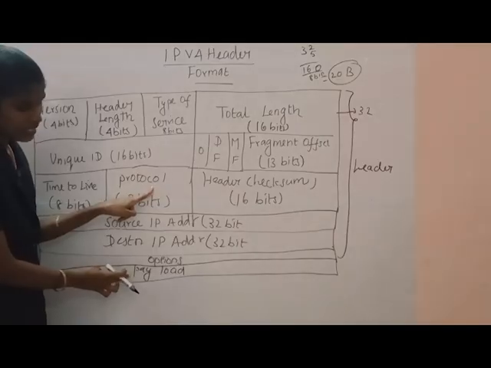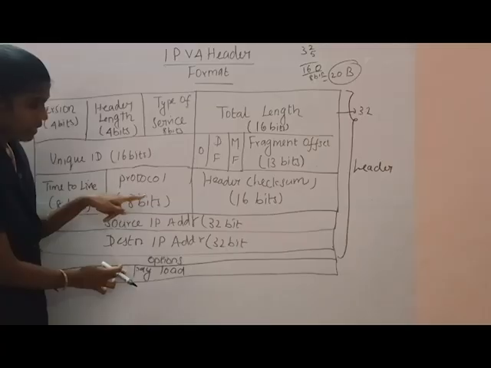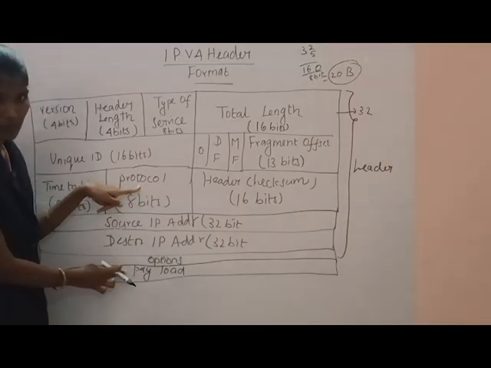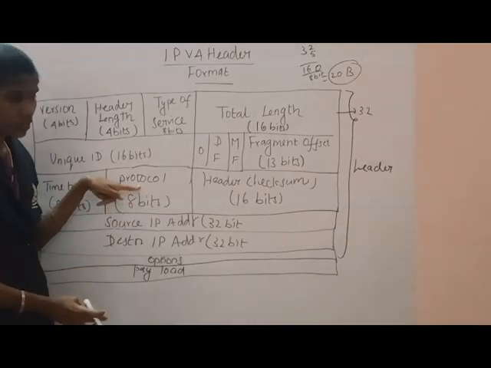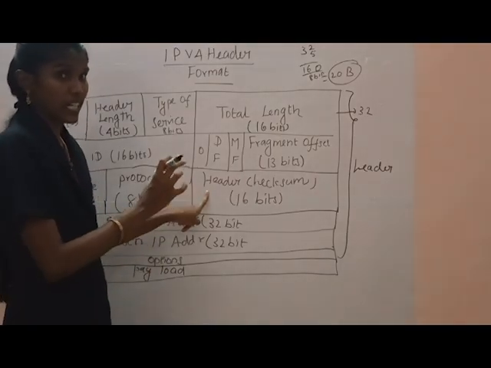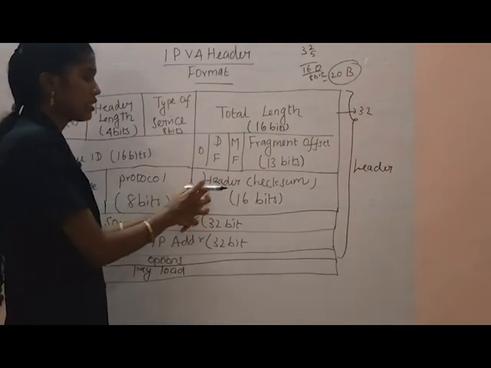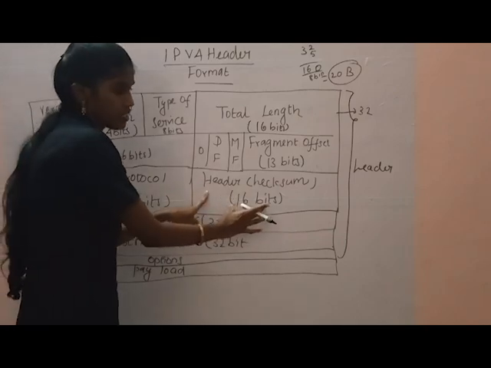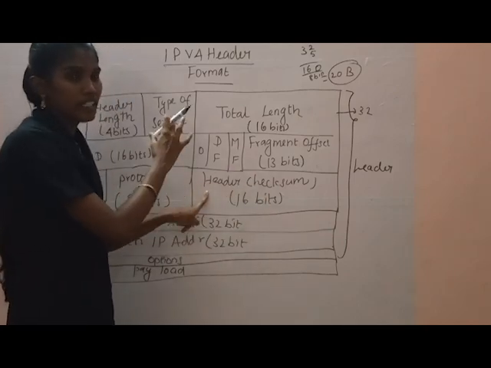Okay. Next, this is the protocol. Protocol means what kind of data. Here I have given you the payload, right? This payload will be a TCP packet or a UDP packet. Here this information will be available whether it is a TCP packet or UDP packet. The next one is the header checksum. Checksum is an error detection or correction mechanism.